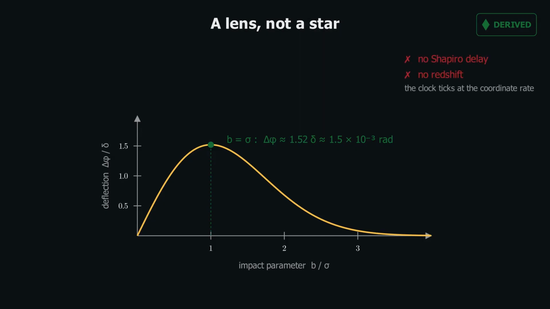But a clock carried through that well ticks at exactly the coordinate rate. No Shapiro delay, no redshift. In general relativity, that deflection will come with a definite correlated time delay. Here the bending stands alone. The substrate hands us light and geometry for free. It does not hand us gravity. This metric is a lens, not a star.